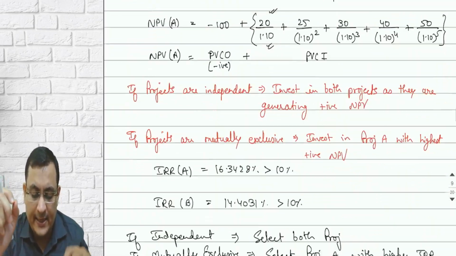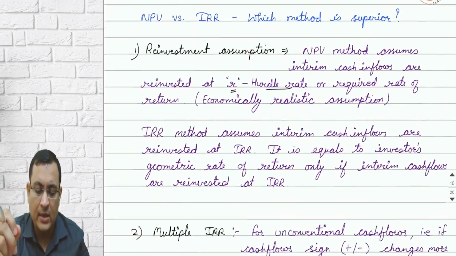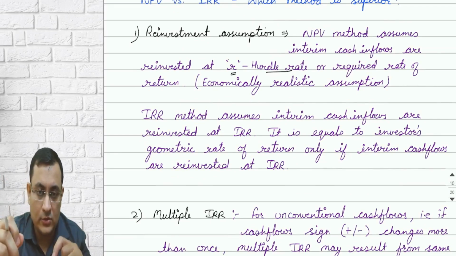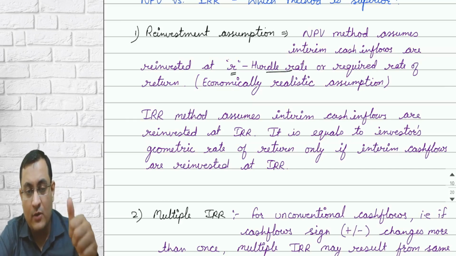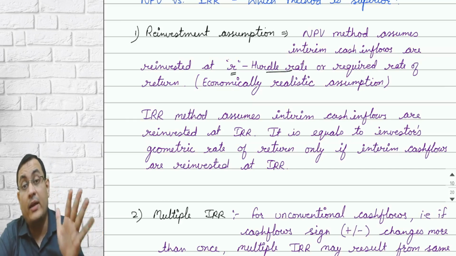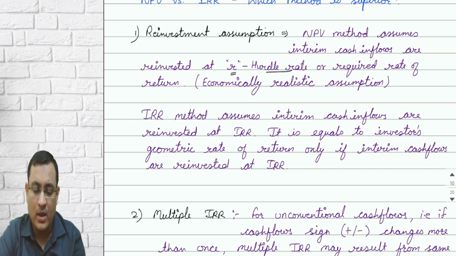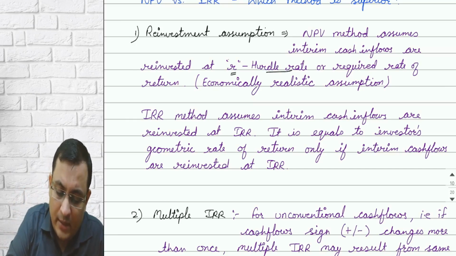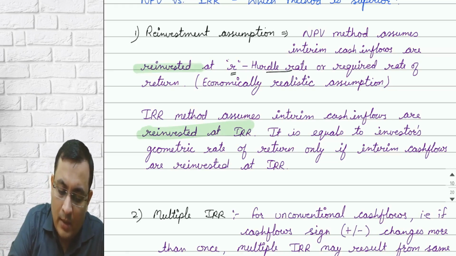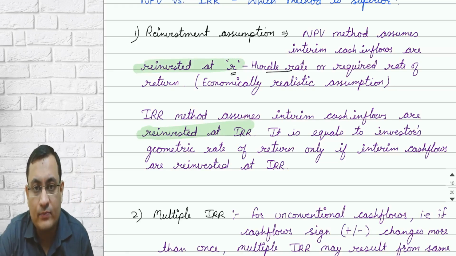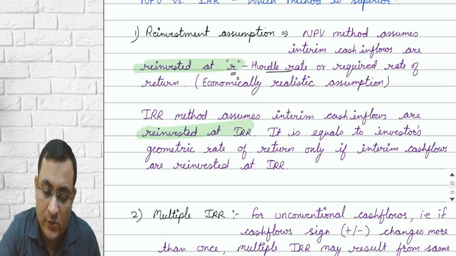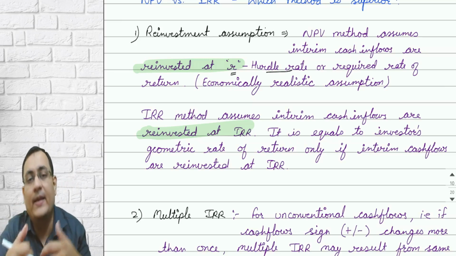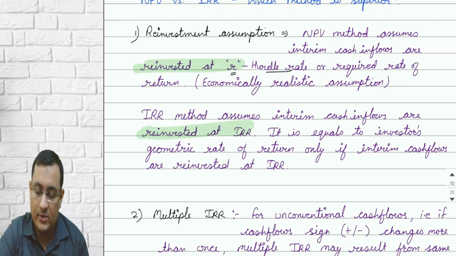So this is the main reason for the difference in the selection of a project: the assumption of NPV is more realistic, that intermediate cash flows will be reinvested at COC, the required rate, whereas IRR assumes that intermediate cash flows are reinvested at the IRR rate. IRR may not be available in different other projects for reinvesting the intermediate cash flows. That is why the NPV technique is generally treated as superior to the IRR technique.